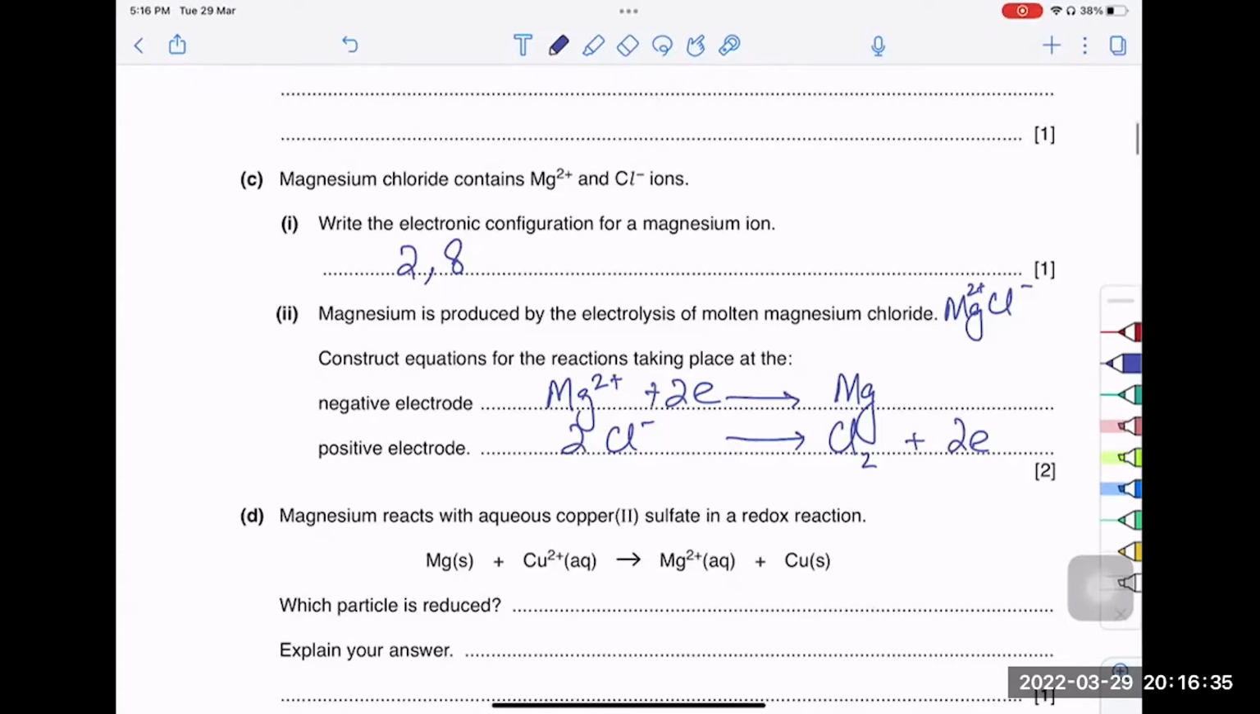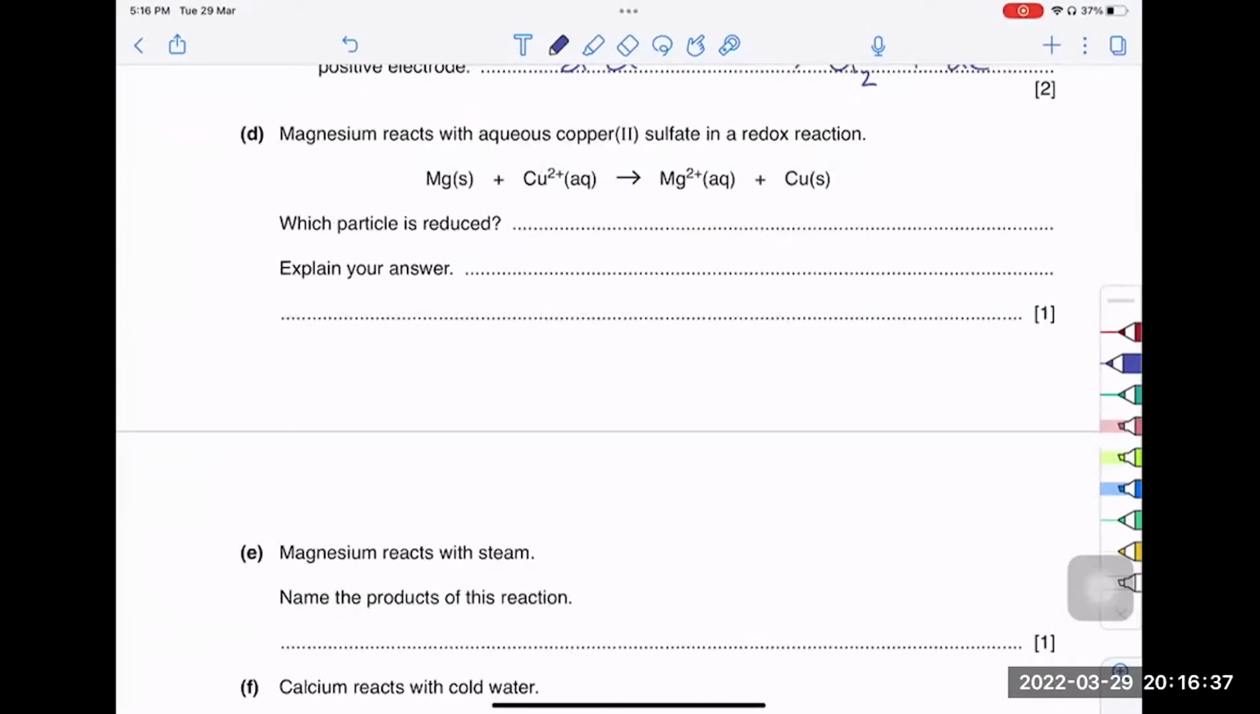Okay. Magnesium reacts with aqueous copper 2 sulfate in a redox reaction. Why does it react? Tell me, why does magnesium react with copper ions? Higher in the reactivity series. Higher in the reactivity series, it is more reactive.